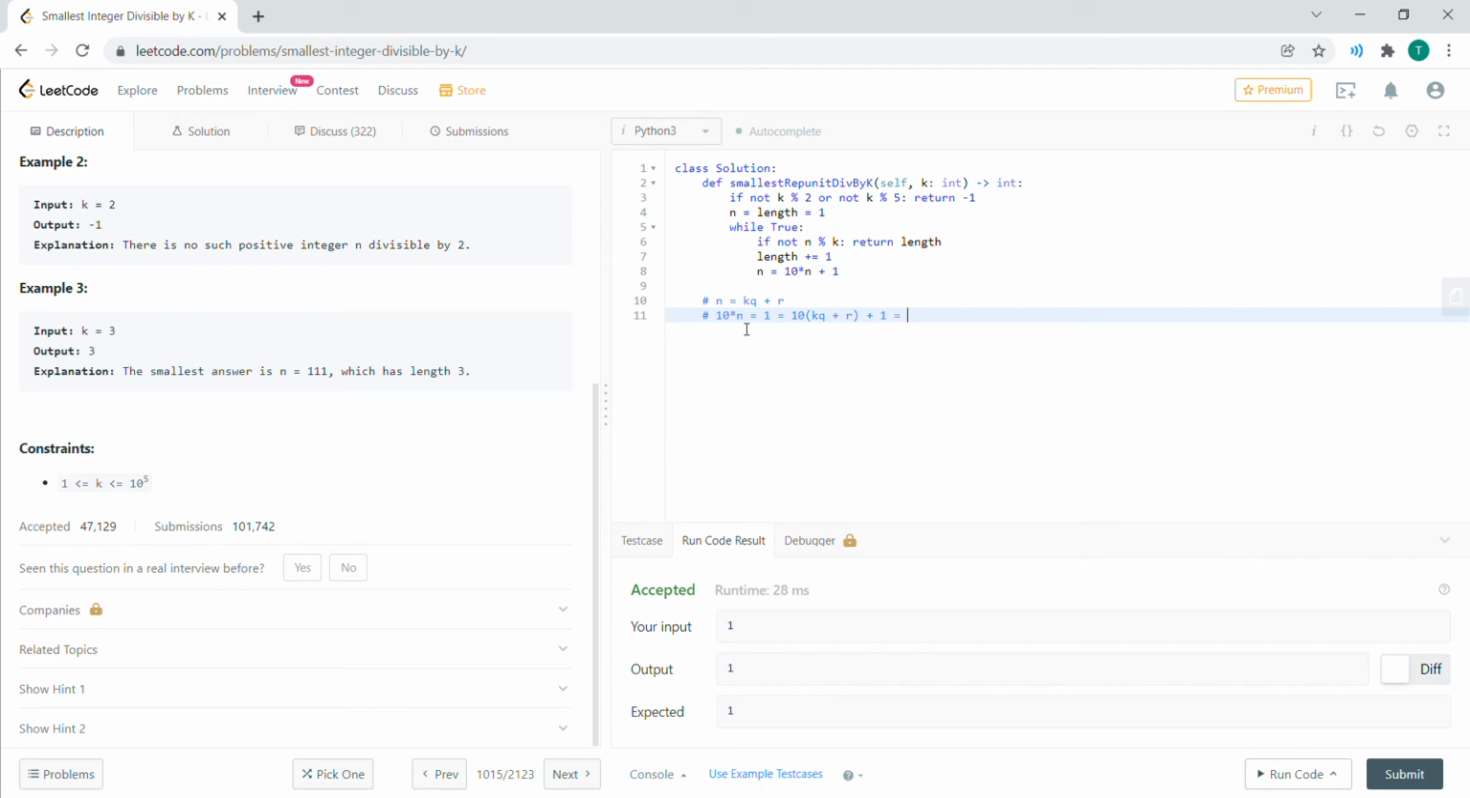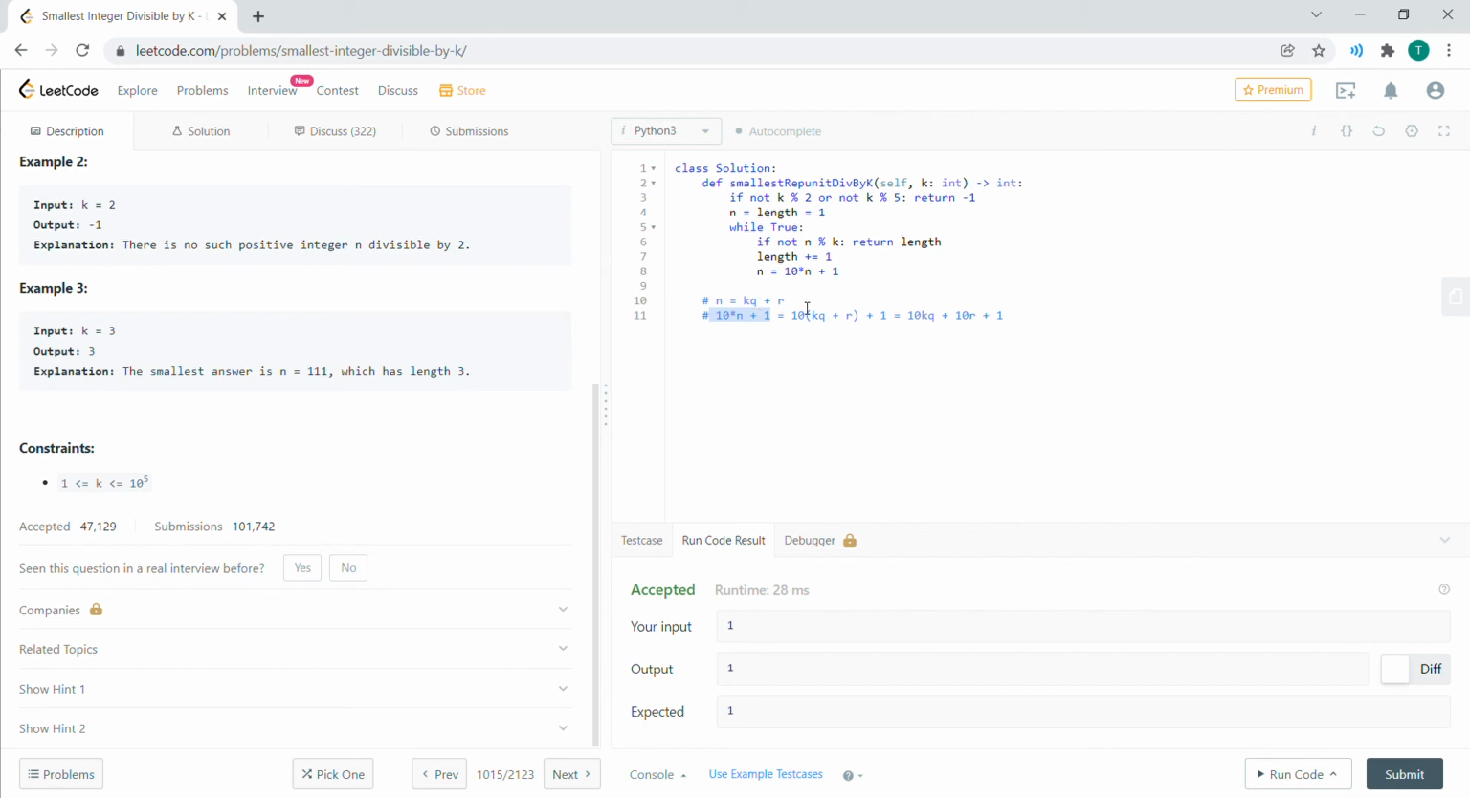And what we can do is expand that out using mathematics: 10kq plus 10r, and then plus 1. All right, so we have a mathematical equation there. So we know that the first term is divisible by k. And for this, given this is plus 1, the first term here is divisible by k. So therefore this term right here should also be divisible by k.